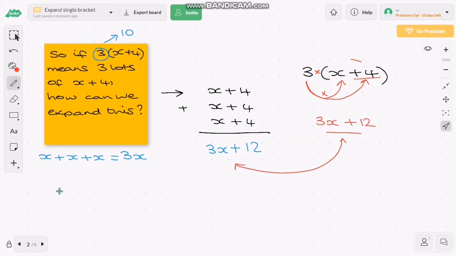Let me give you another example. So if you've got 5(x + 6), pause it for 30 seconds, have a go at it, and then play it again to see if the answer is right or not. So if you've got 5 lots of x plus 6, what you're doing is 5 times x. 5 times x is 5x. And then you're doing 5 times positive 6, and that's positive 30. And that's your answer. Okay?